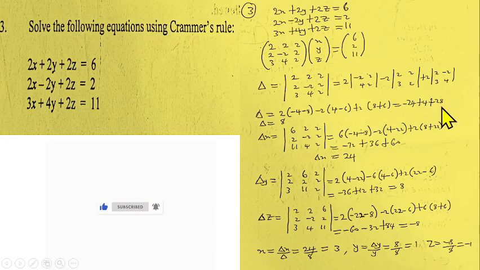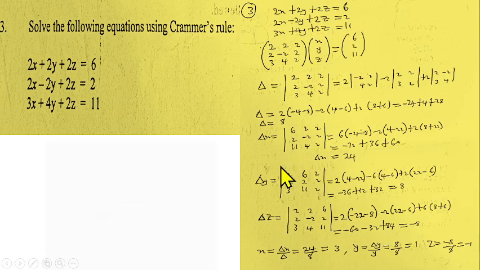Times 2 will give us 28. If you simplify that further, that will give us 8. So the change is 8. Then, having known the change, you are going to find the change in x as well. How do you find change in x? It is by using this column matrix to replace the column of x here. So that means you'll be having this matrix now. Then you find the determinant of it by doing what you have done here also. If you do that, you will get change in x to be 24.